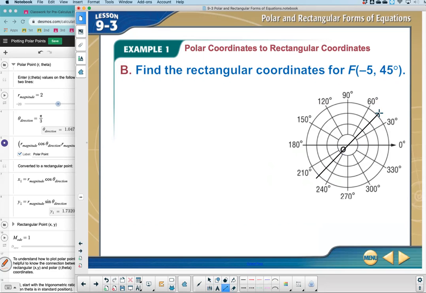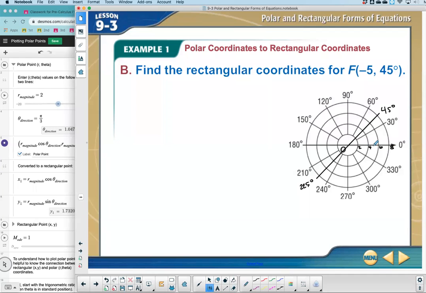So 45 degrees isn't on there. Let me add a little pole for 45 degrees. Here's 45 degrees there. And on this side, let's see here, it'd be in between, 15 more, it'd be 225. So -5, 45 degrees. And let me add the circles. I don't have 5 circles, so I better count by 2s. 2, 4, 6, and 8.